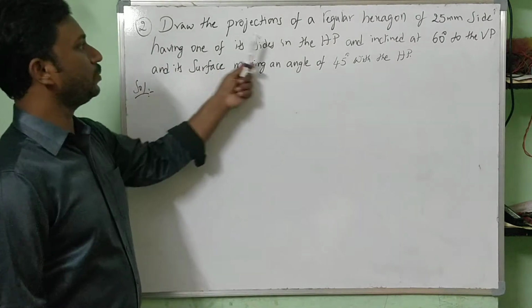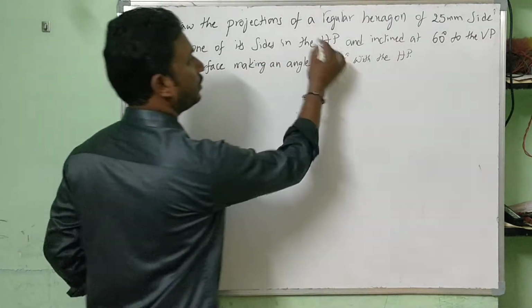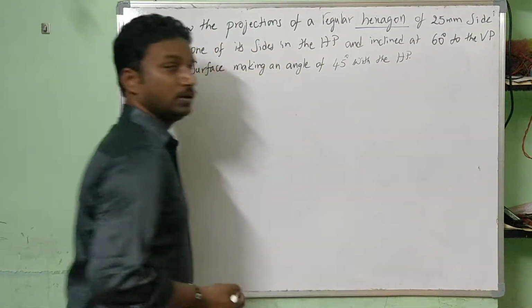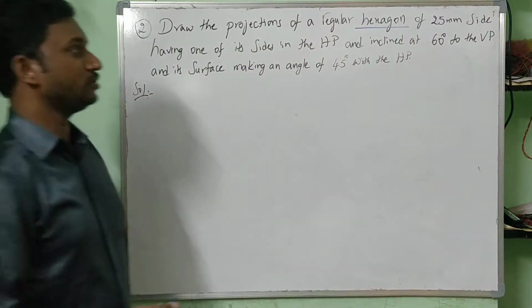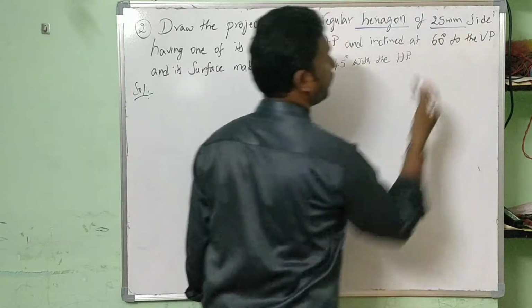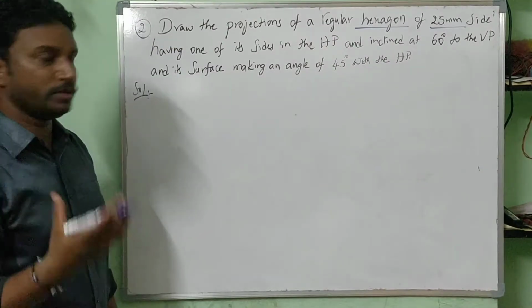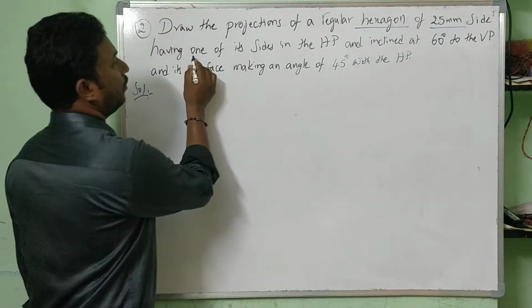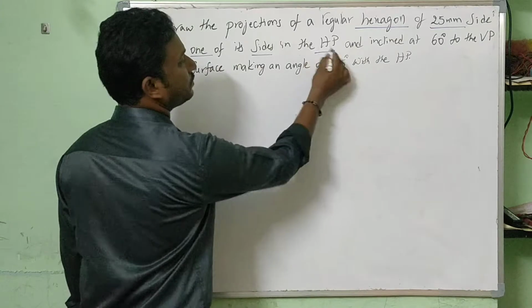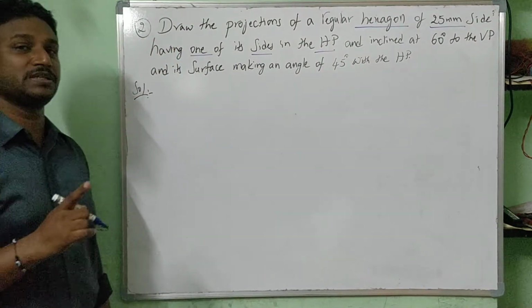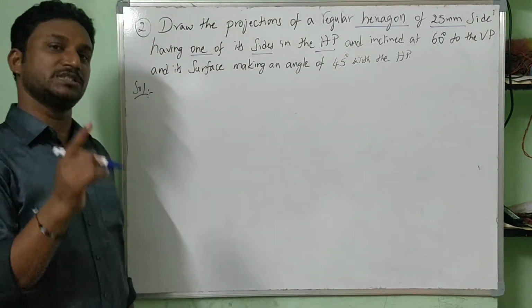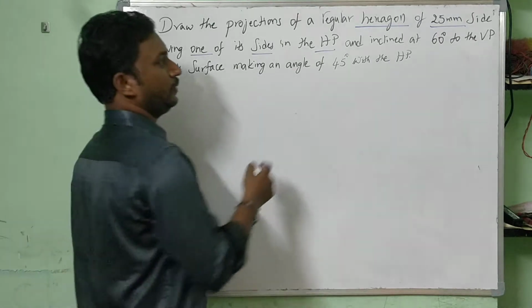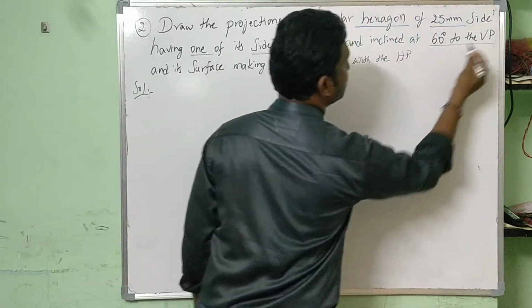Repeat again, draw the projections of a regular hexagon, right? Hexagon is the plane which we are given in the question having its dimension 25 mm side. Now coming to its location, having one of its sides in the HP. One side, how many sides will it have? 6 sides. One side is in HP, and inclined at 60 degrees to VP.